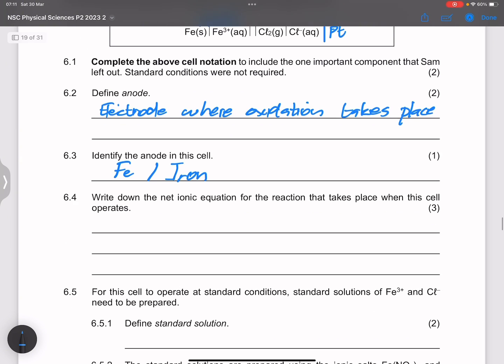Now they say write down the net ionic equation for the reaction that takes place when the cell operates. Now, ladies and gents, what I'm simply going to do here is copy them down. I don't have the standard cell half cell here, but I just copied it down for this question. So you've got Fe3+ plus 3 electrons, and you note that we've got Fe3+, that's why I use that one. Remember that iron has got different ionic states, which gives us Fe. But you also have Cl2 plus 2 electrons, which will give you 2Cl minus.